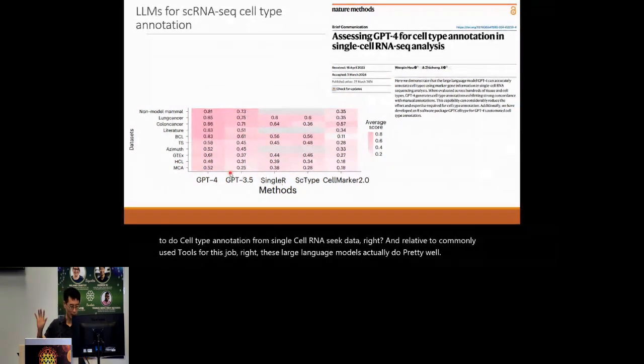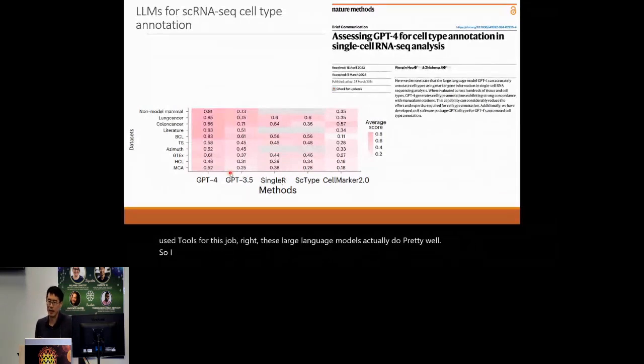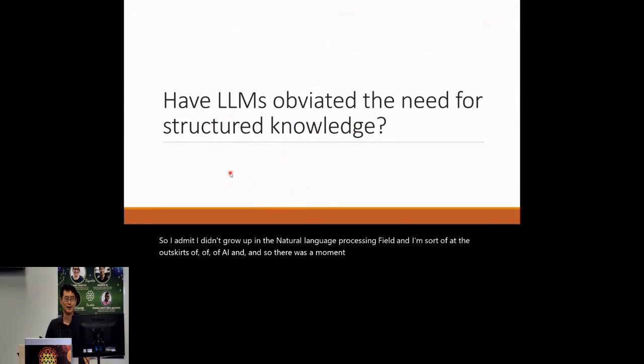So I admit I didn't grow up in the natural language processing field, and I'm sort of at the outskirts of AI, and so there was a little bit of a moment of panic, right? Have LLMs obviated the need to get our unstructured biomedical data into structured knowledge, right? And I think we all quickly realized that wasn't the case, right?